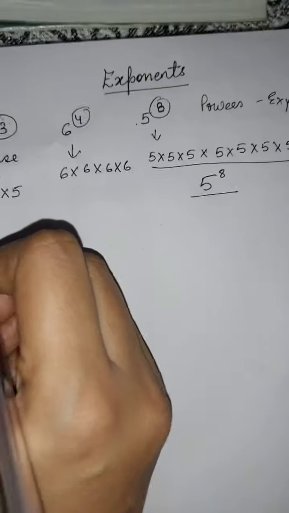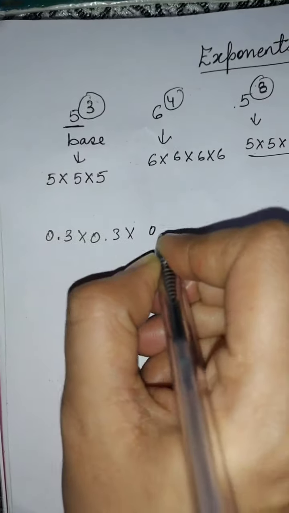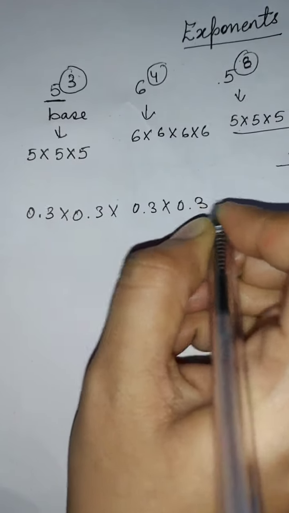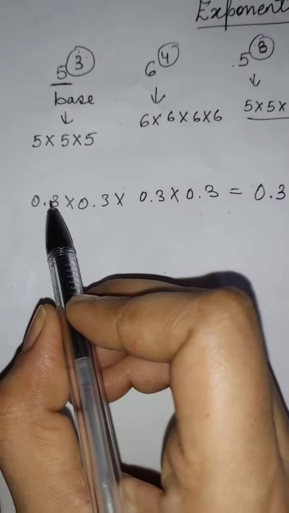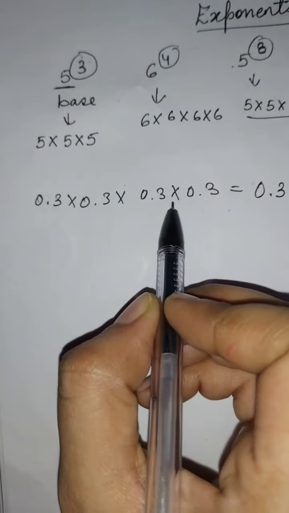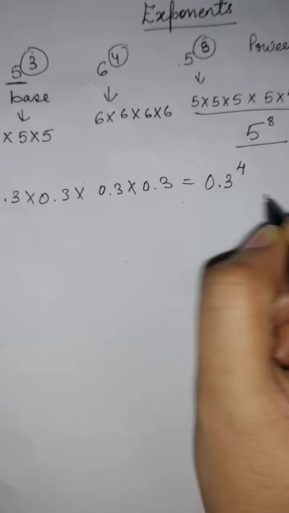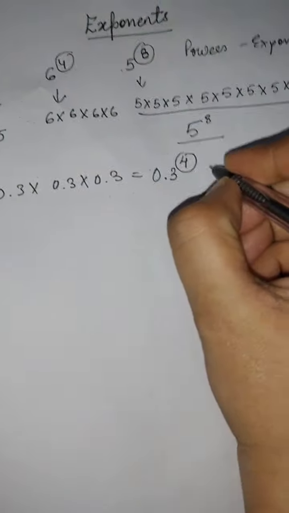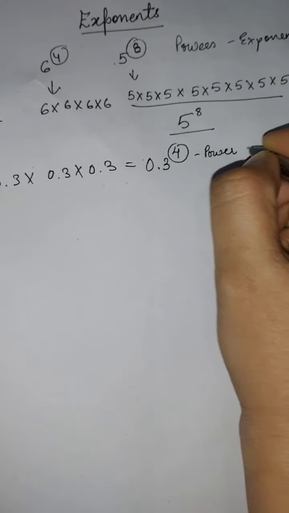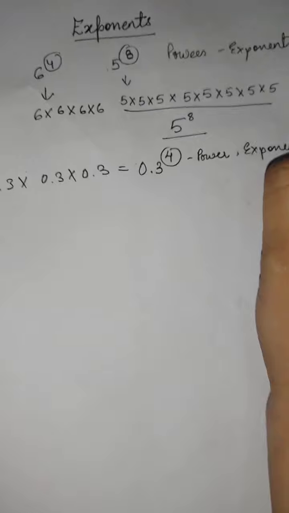Sometimes you must have seen numbers like this written and you do not have time to write them again and again in the paper. So you write it once and you see how many times it is getting multiplied in itself. 1, 2, 3, 4. So you write 0.3 raised to the power 4. Okay, so the number 4 written on the top is called what? Power, and we call it what? Exponent, and we study it under which heading in maths? Exponent.